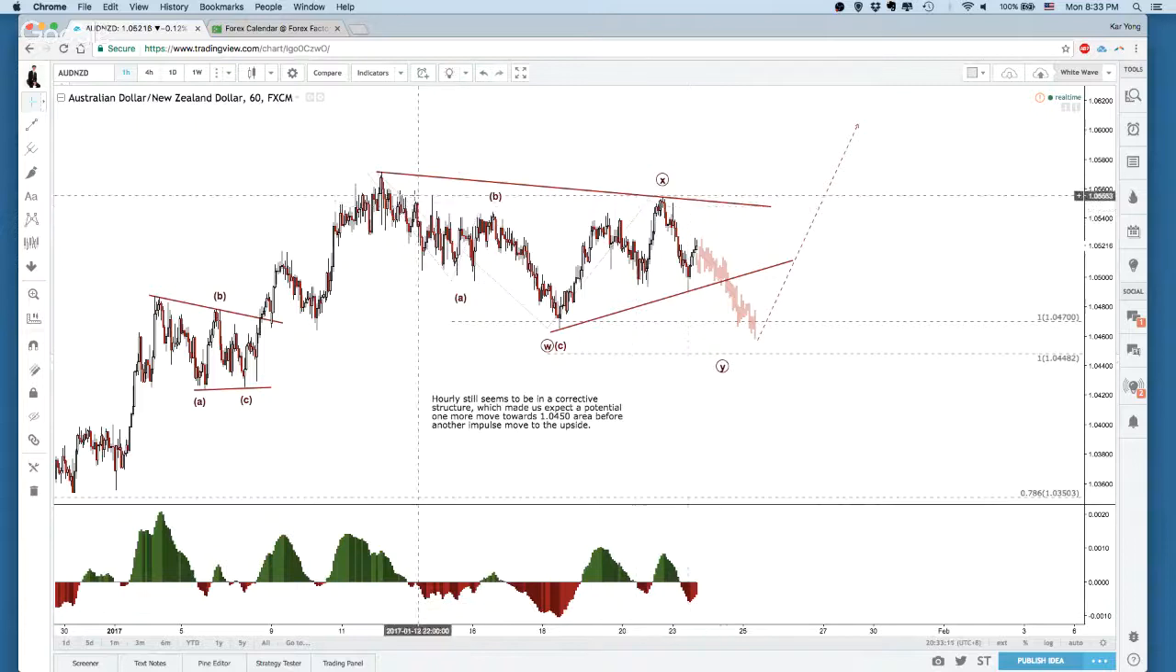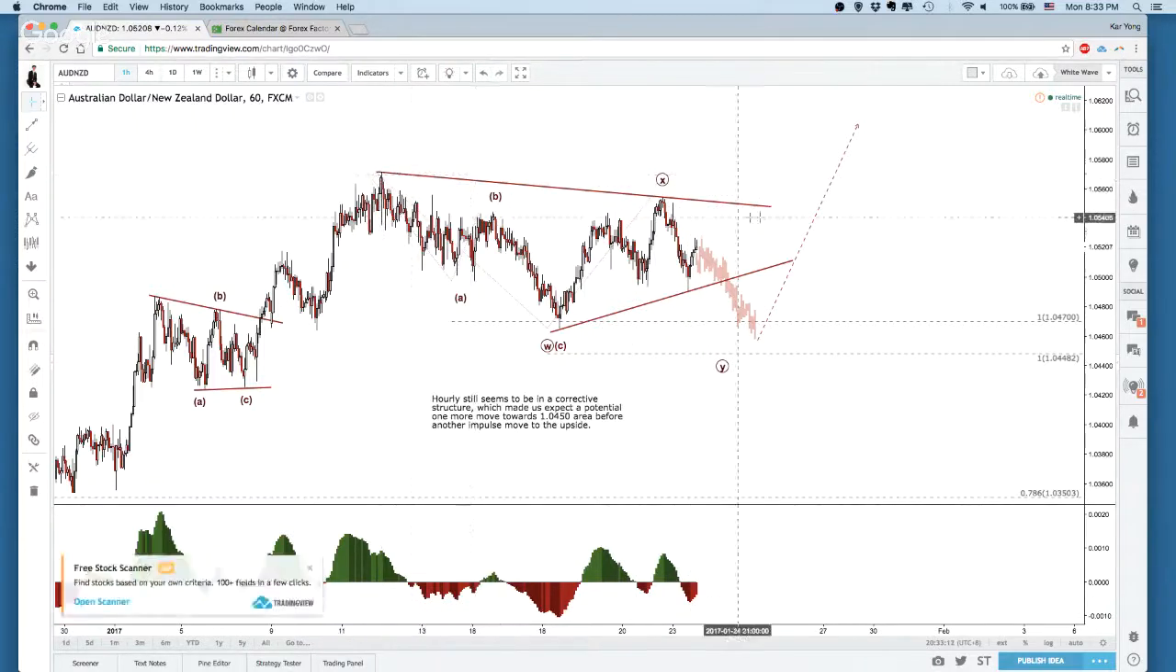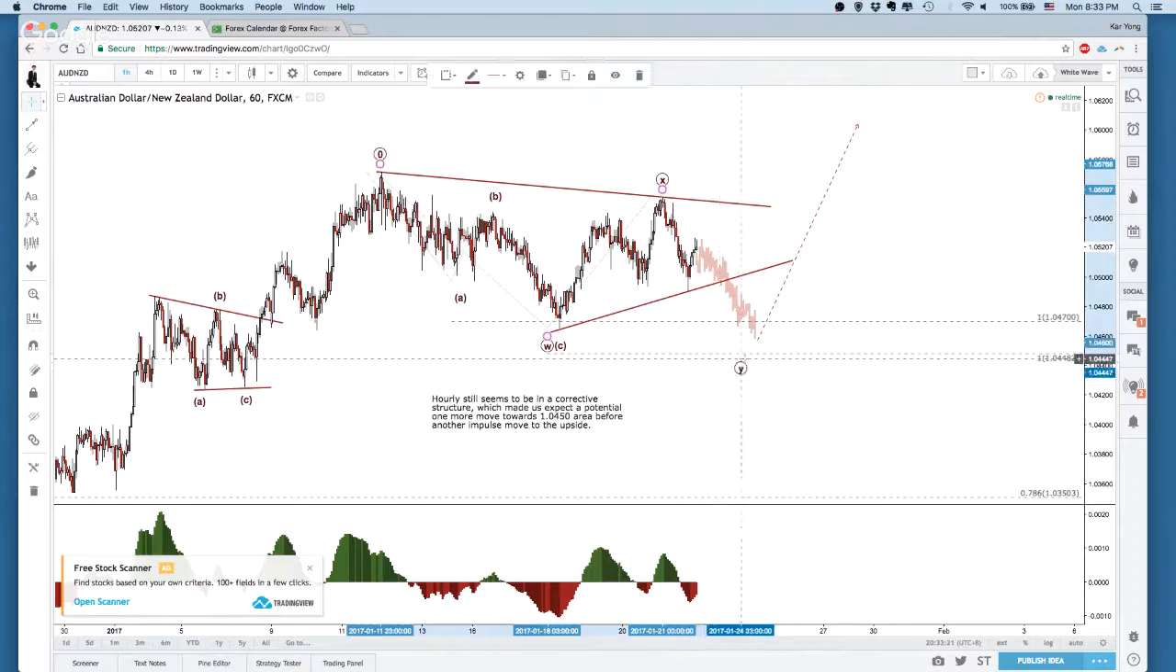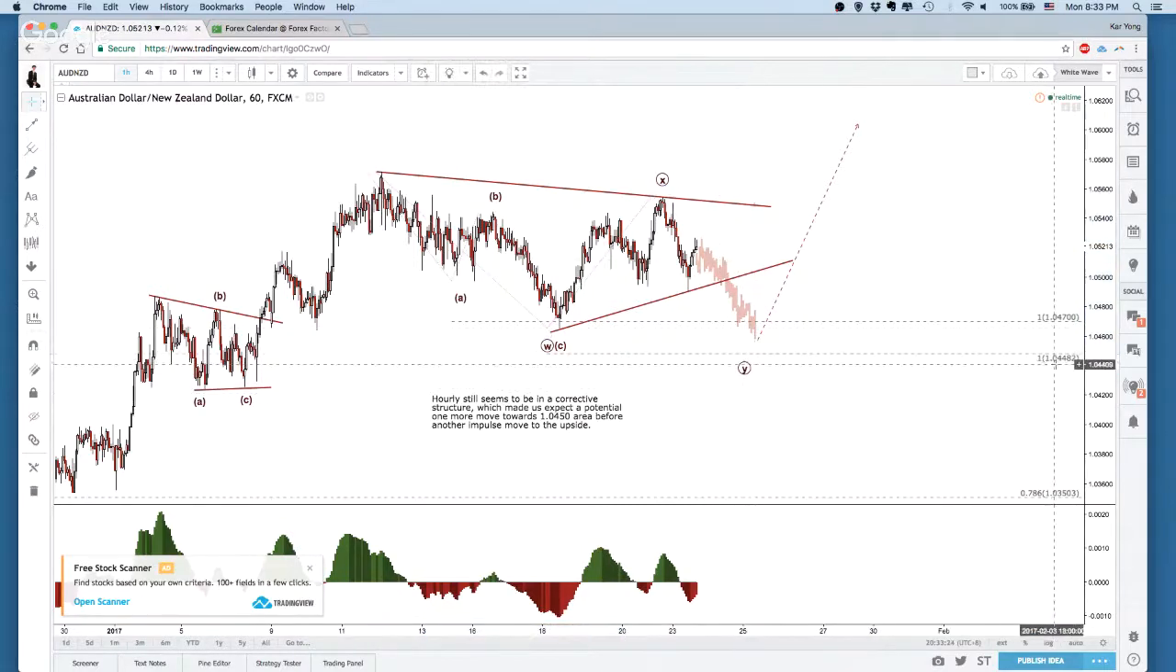Right, so once it breaks this structure that I drew over here at the top, once it breaks that structure, it's going to confirm it's going to go up already. As of now, the potential level that you want to look out for in terms of Aussie Kiwi will be at the 1.0450 to 1.0470.